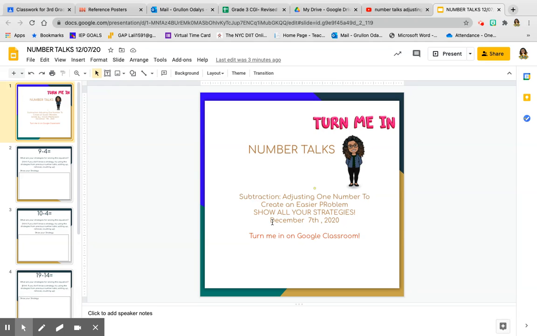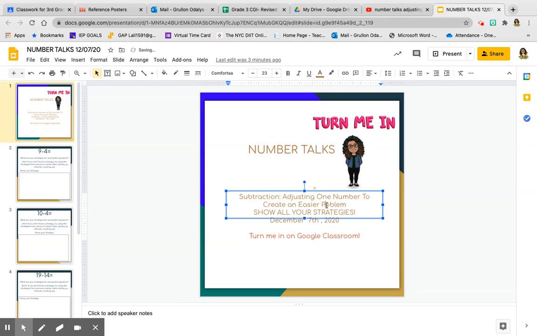And I'm going to be teaching you a new strategy, and it is called adjusting one number to create an easier problem. And I just realized I added a capital letter right in the middle of problem. Fixed it. All right, so remember to show all your strategies. You can think of all of the strategies that you have used in the past in your subtraction number talks.